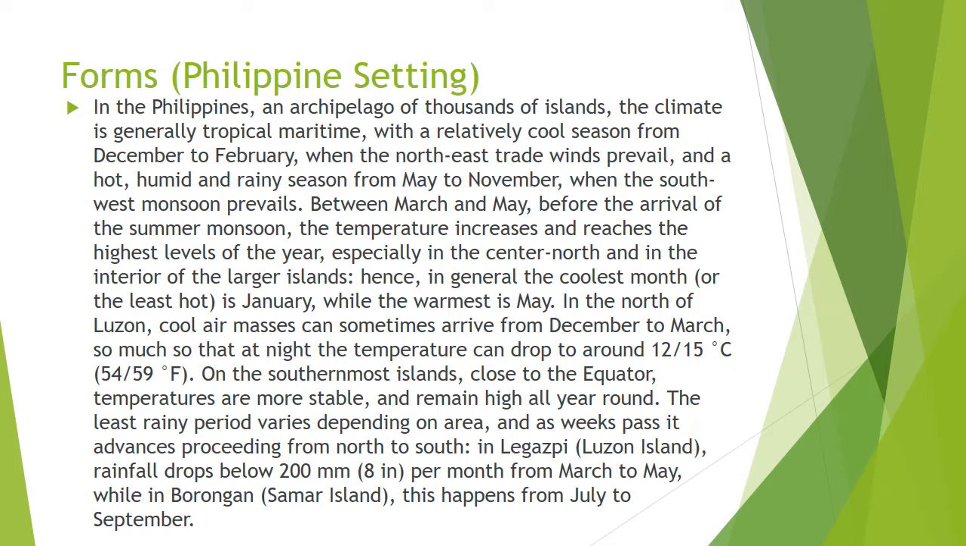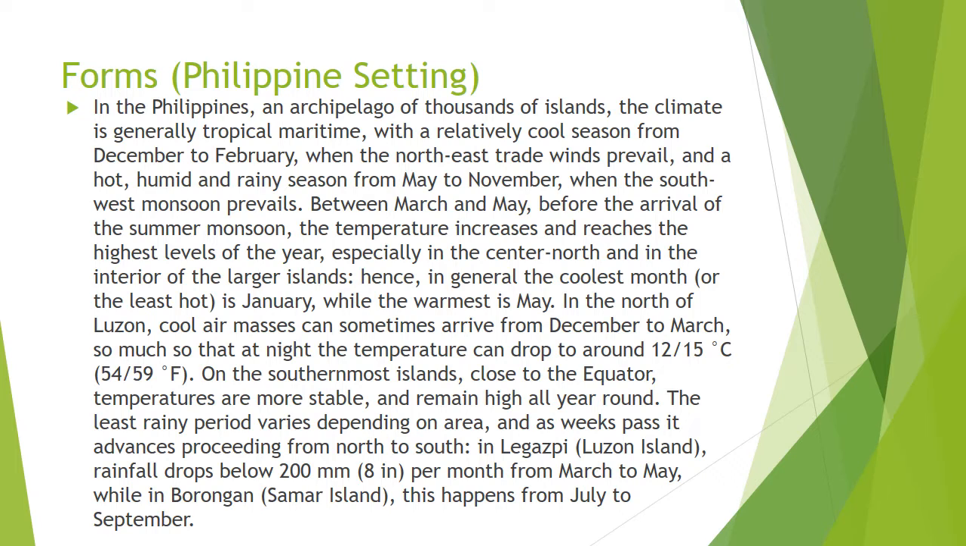In the north of Luzon, cool air masses can sometimes arrive from December to March, so much so that at night the temperature can drop to around 12 or 15 degrees Celsius, which is about 54 or 59 degrees Fahrenheit. On the southernmost islands close to the equator, temperatures are more stable and remain high all year round. The least rainy period varies depending on the area.